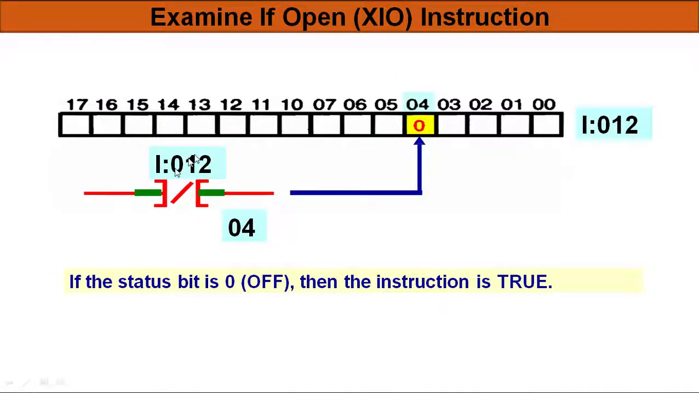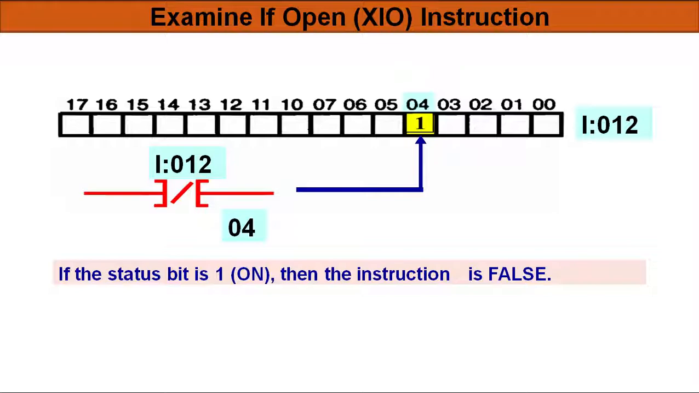This is analogous like this. I will explain how to write these in another video in this series. If the bit is 0, then the instruction is true. For this, it is the opposite of that. If this is on, then this is false.